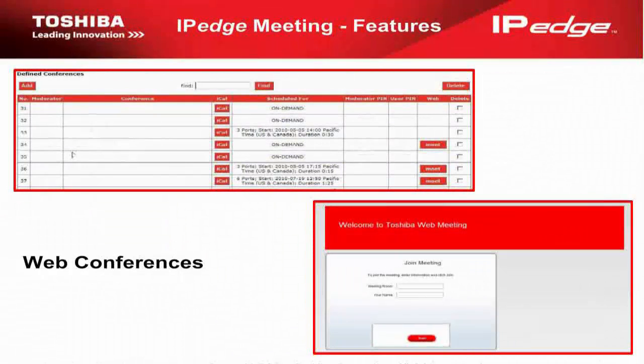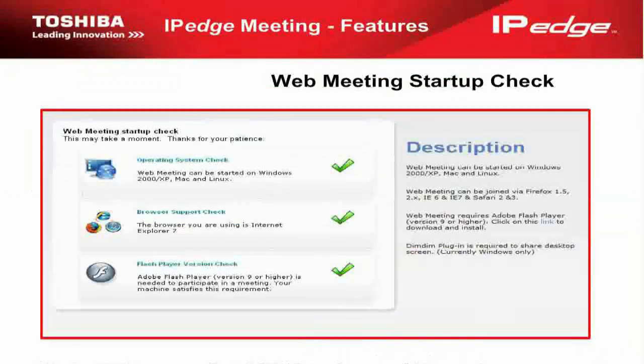To start a web conference as the moderator, go to the Define Conferences page and select Meet next to the conference to be started, as shown in this example. Participants receive an email message for the web conference. The system then opens a page to join the meeting.